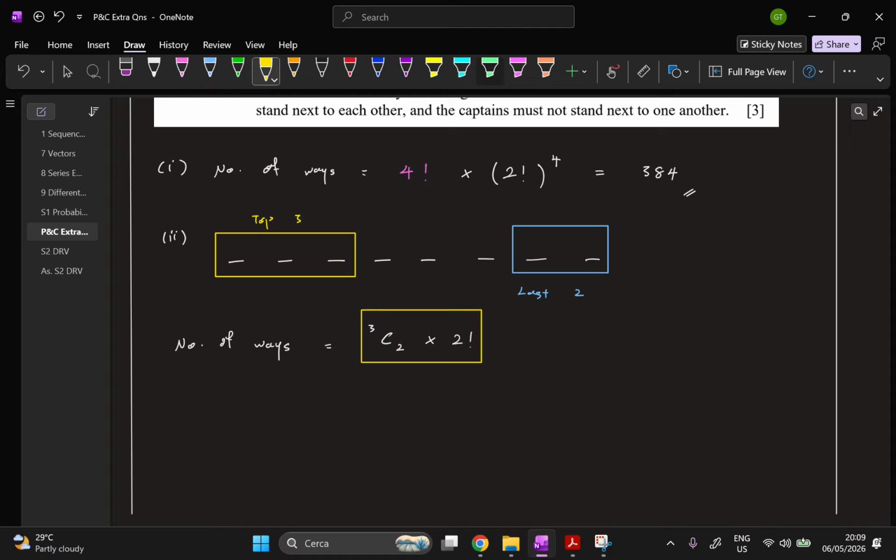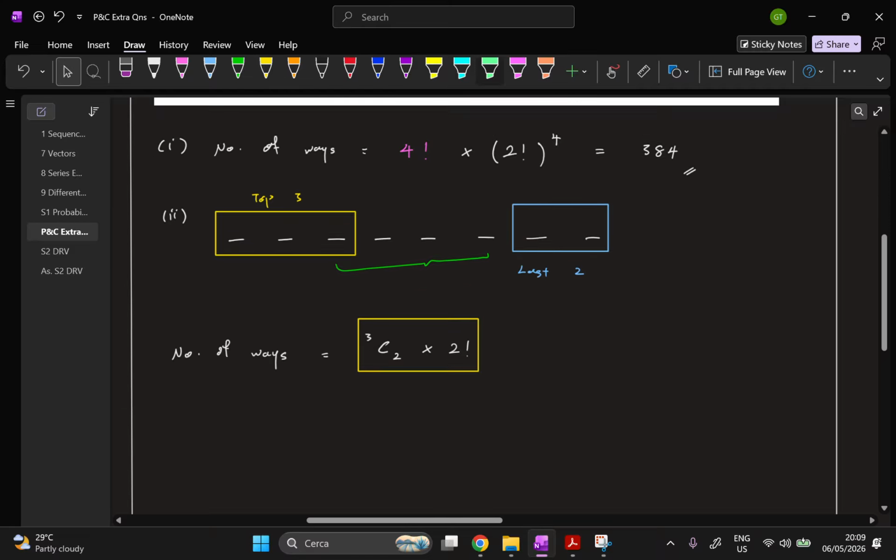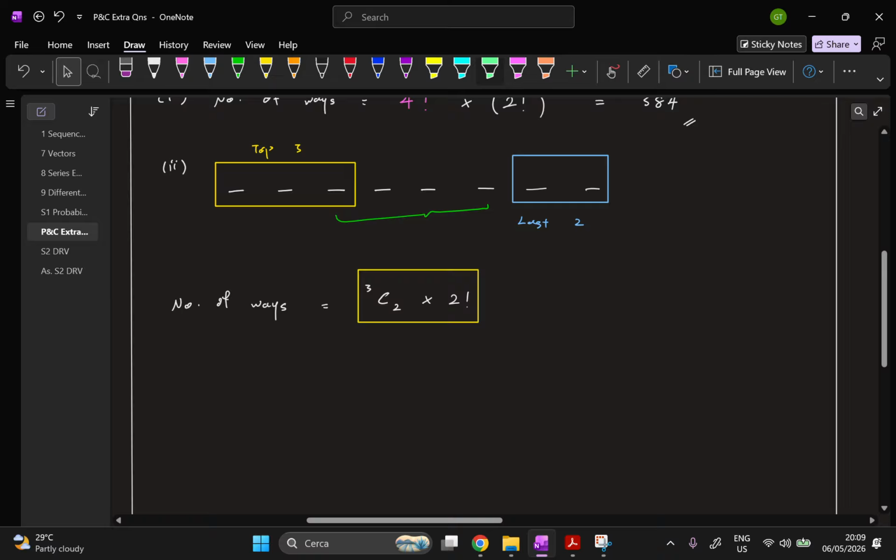Okay? Next, I can look at the middle four. So notice that I have four positions, one that is in the top three, and these three in between the top three and the last two, they can be filled by anyone. So the four in the middle can finish in any order. So for the middle, it's just 4 factorial.